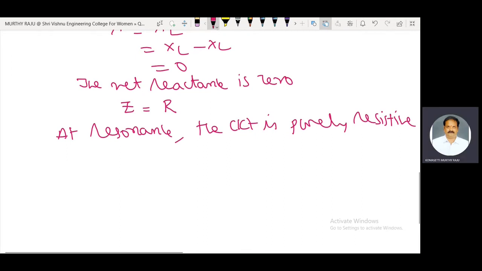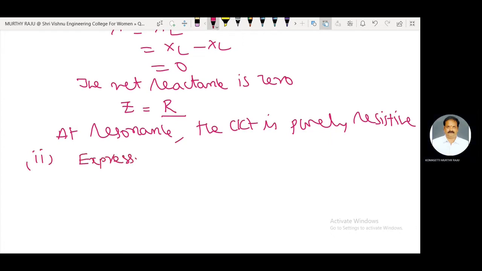Second point here is the expression for frequency of resonance. The impedance is minimum at resonance. The impedance of the circuit is purely resistive. The applied voltage and the current obtained from that voltage are in phase with each other. Next, the second one is the expression of frequency.